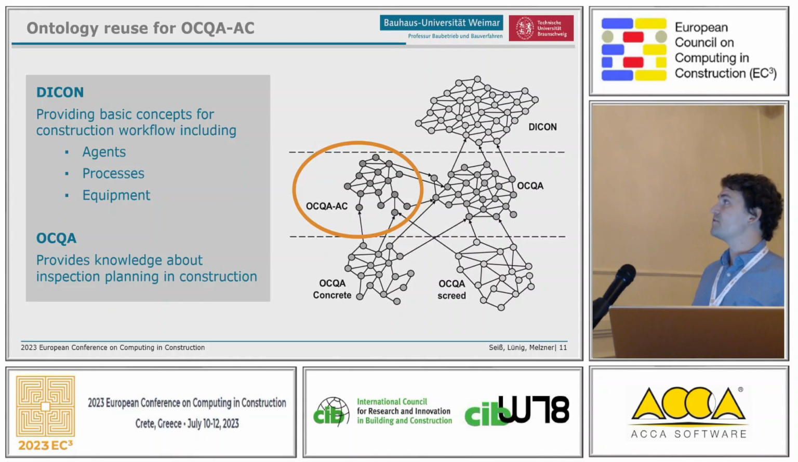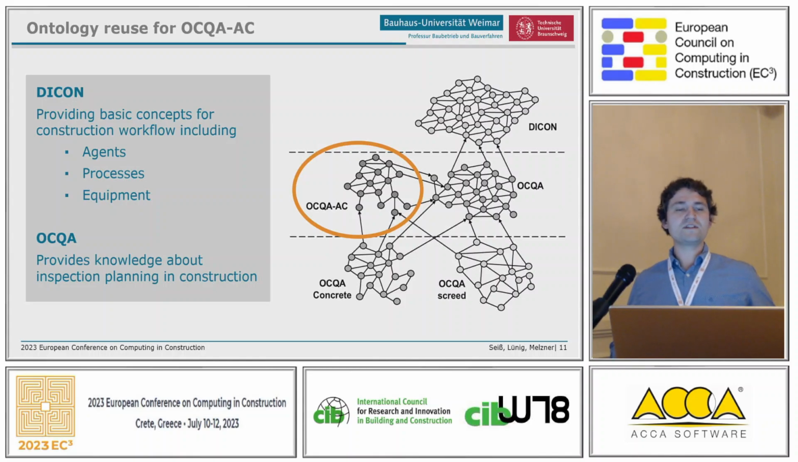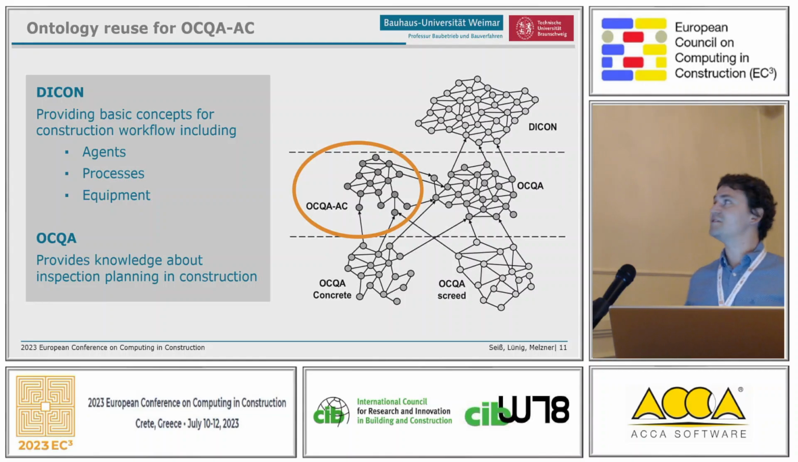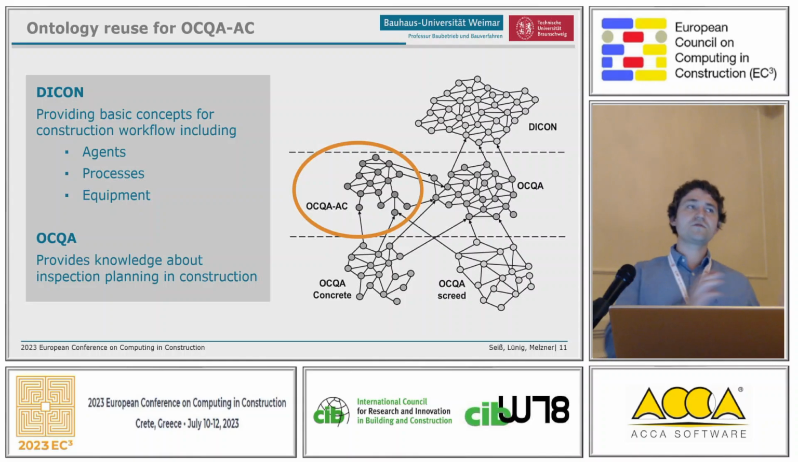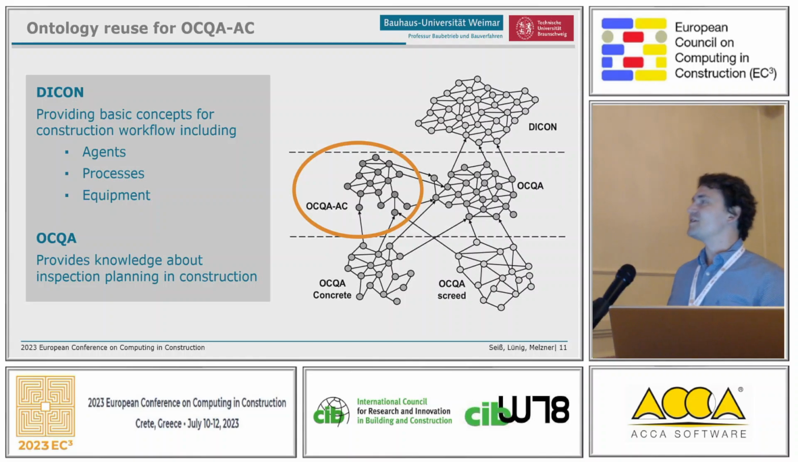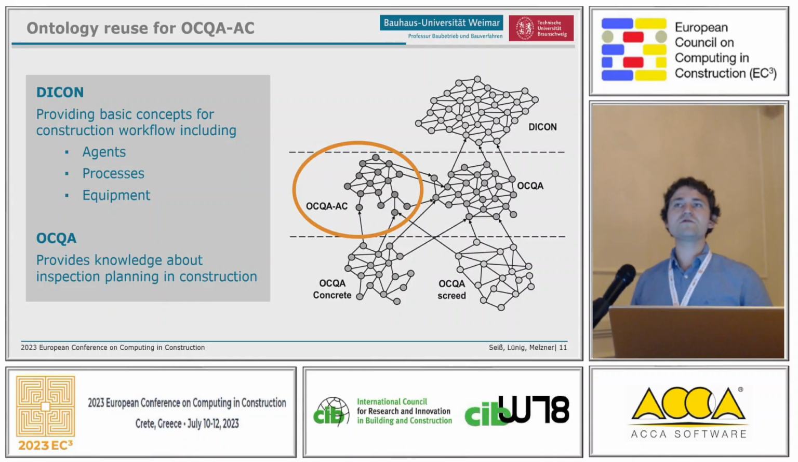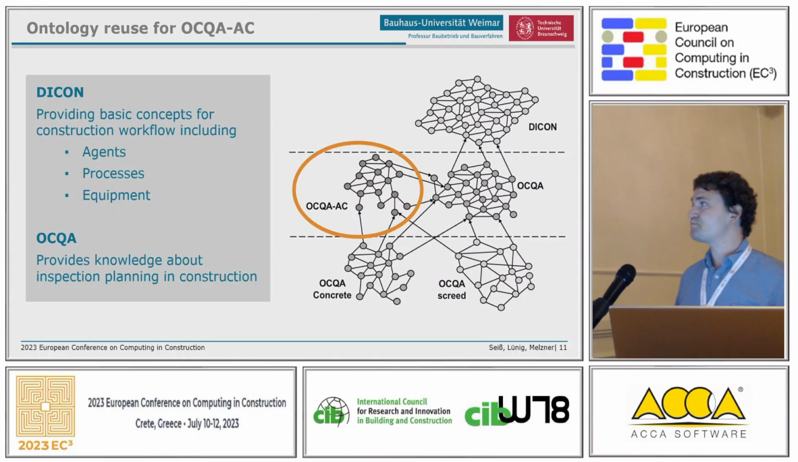And then on the other hand, we have the OCQA ontology. The OCQA ontology is providing us then with more detailed knowledge about the inspection by itself. So on the one side, we have the Dicon ontology, which provides us with the knowledge of the construction site. On the other side, we have the OCQA with all this inspection knowledge. And then we invented a new ontology, which is called the OCQA appraisal costs ontology, which is then extending the OCQA ontology about this appraisal cost approach that we defined.